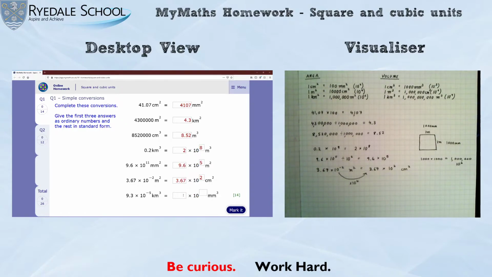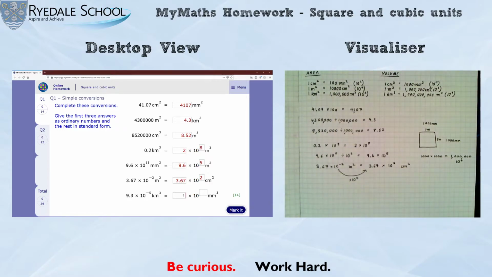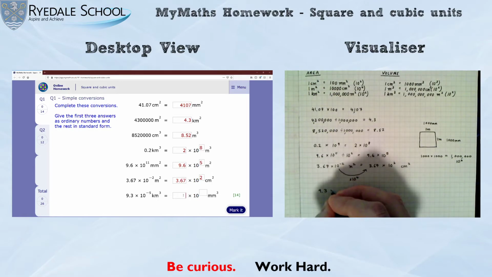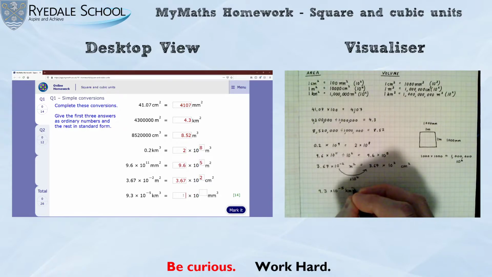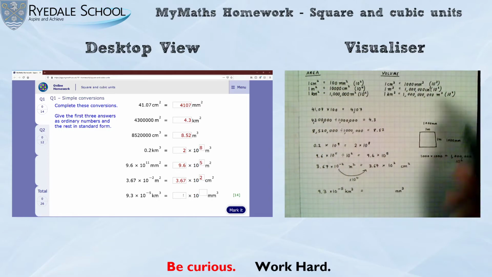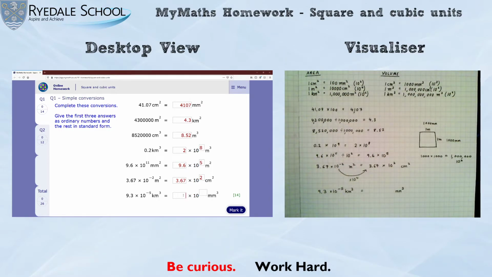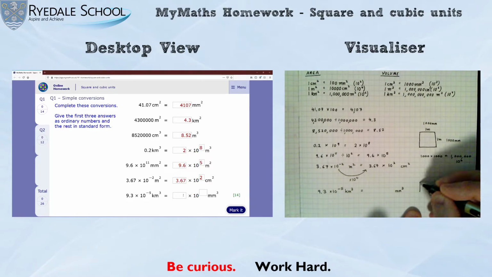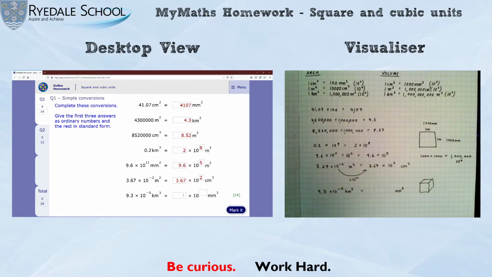Okay, I'm just going to scroll up ever so slightly, give myself a bit more room, and do this last one. So we've got 9.3 times 10 to the minus 5 kilometres cubed, and we're converting this into millimetres cubed. Well, again, I haven't got the conversion rule for this, so I'm just going to have to think it through a little bit. It's going to be a massive number. Okay, so let's think this through carefully.